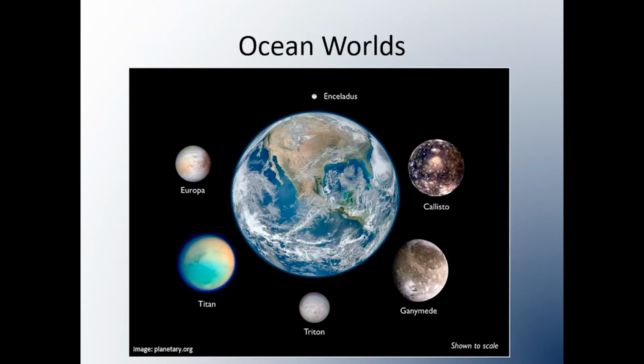There are several different ocean worlds in our solar system, some of which are shown here. You have probably heard of Enceladus and Europa, which are both very heavily studied ocean worlds.